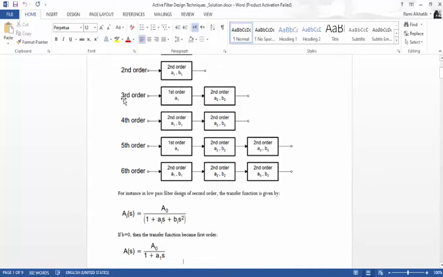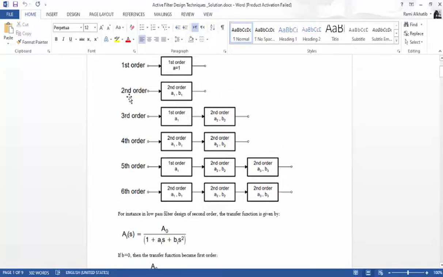Now, in order to design a third, fourth, or fifth order, we make use of the first and the second. We cascade those two filters. A third order would be a first one with a second. A fourth would be a second and a second. Fifth would be the first, second, second.